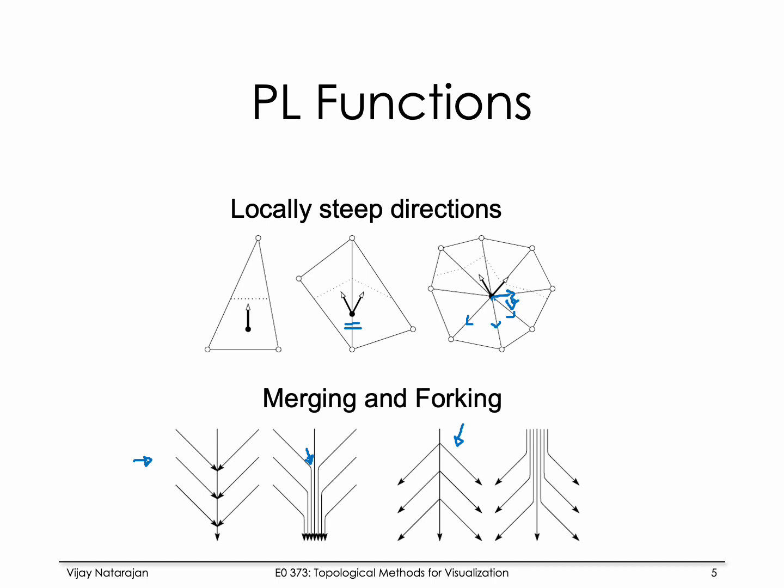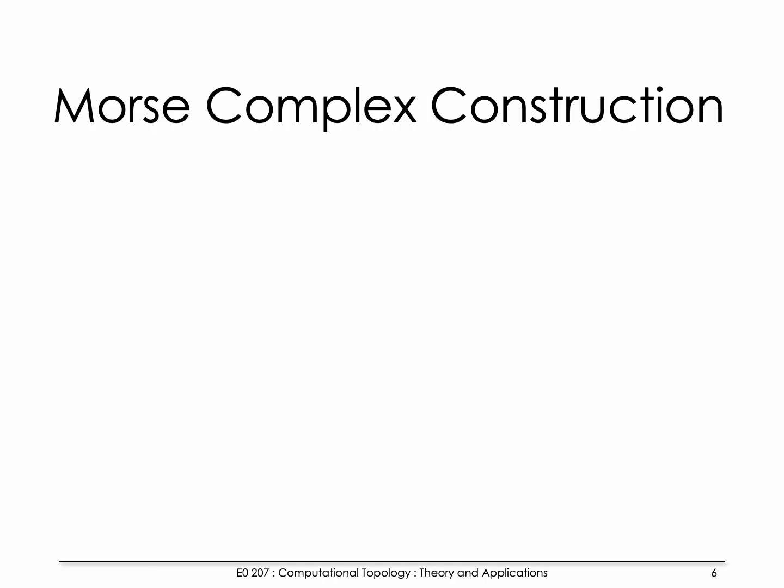So with that introduction to piecewise linear functions and how the notion of gradient and gradient lines extend, let's talk about the Morse complex computation. In order to compute the Morse complex, we first need to identify the different critical points. We have already seen this in the previous lectures. So given a piecewise linear function, we can classify the critical points by studying the lower link and computing its Betti numbers. This is the first step.